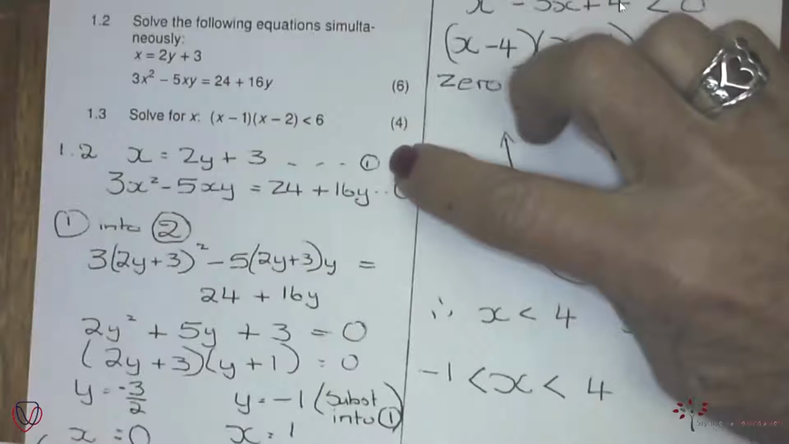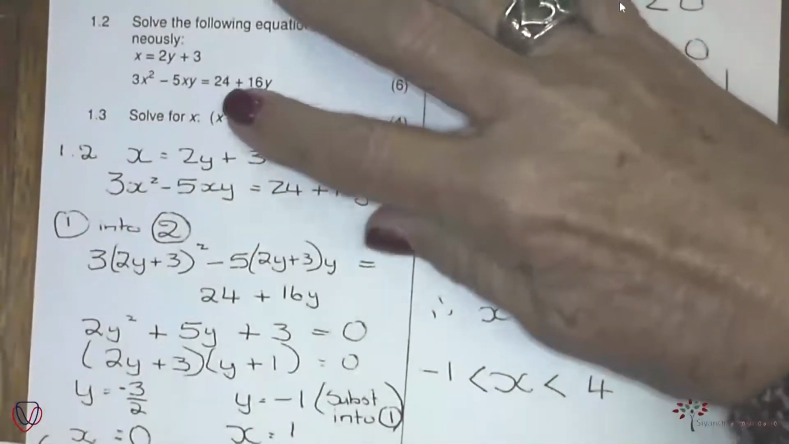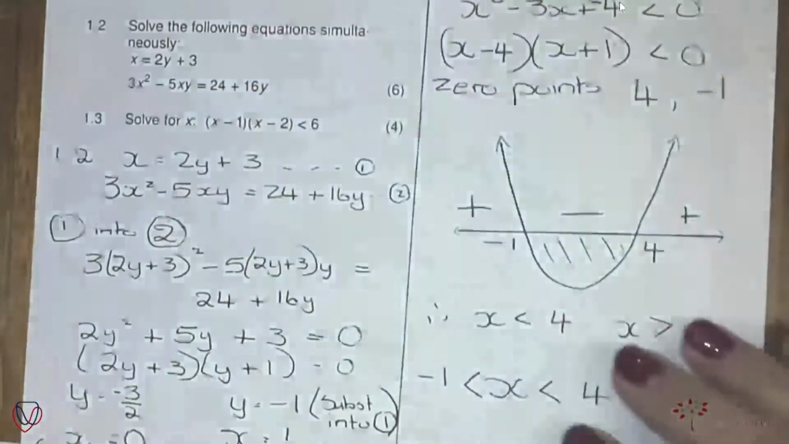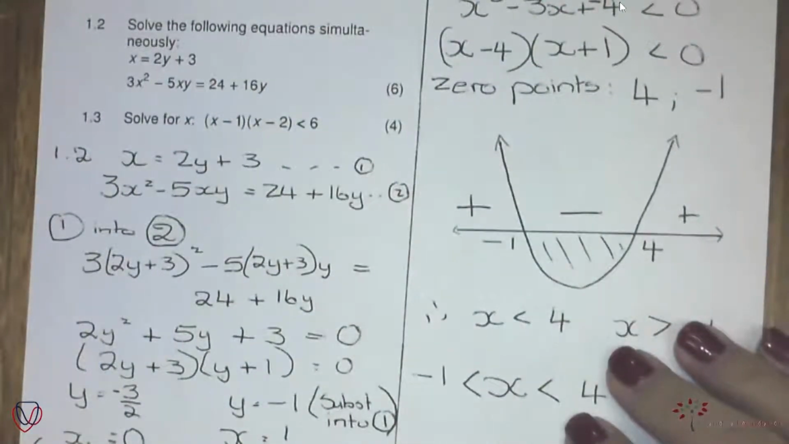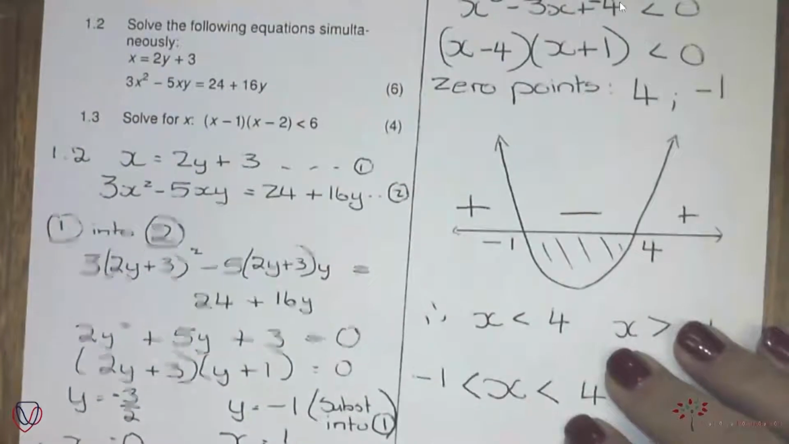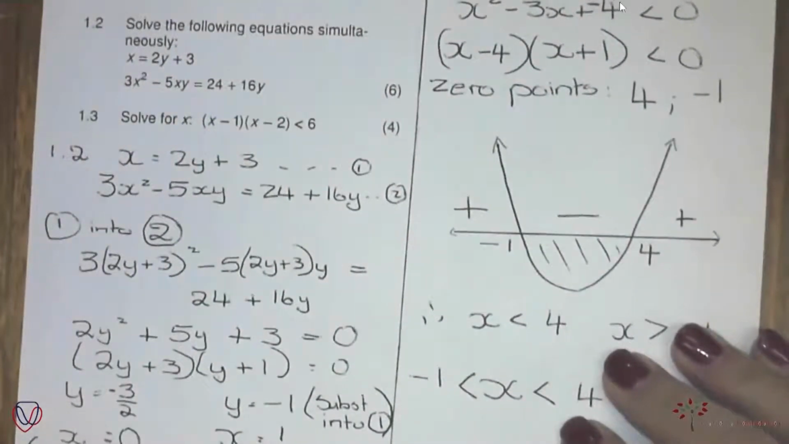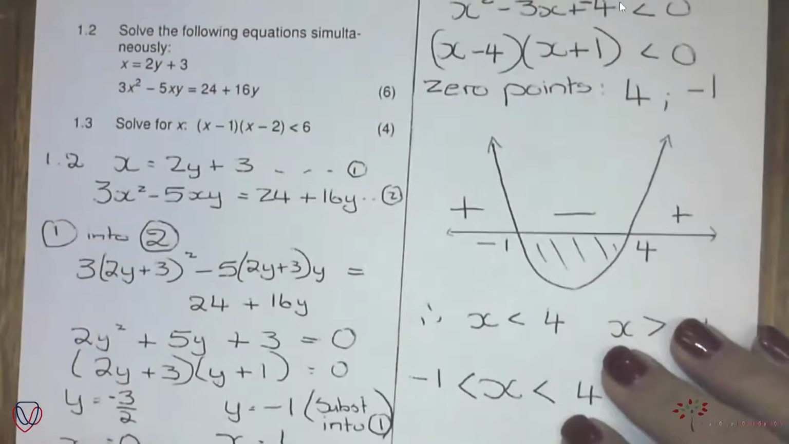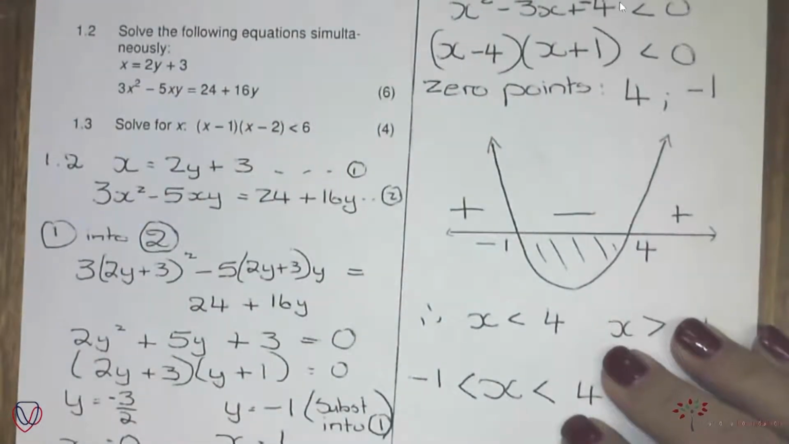And that gives me 0 when I substitute that. And if I substitute y is negative 1 in there, I get x positive 1. So the solution of this is, the x is 0, the y is negative 3 over 2. When the x is 1, the y will be negative 1.